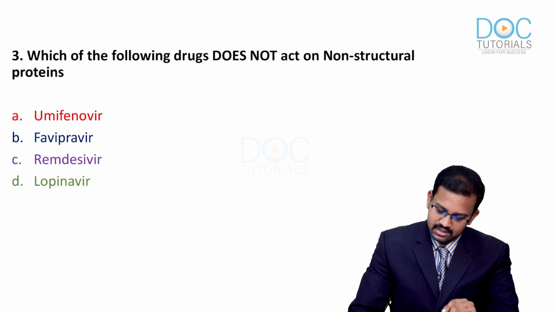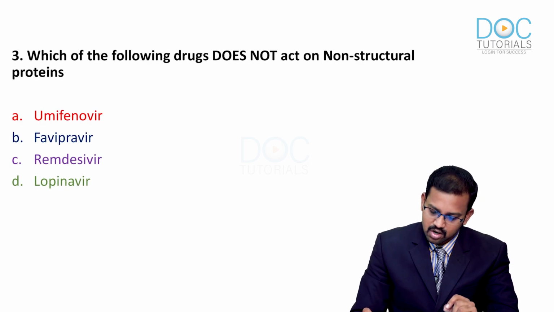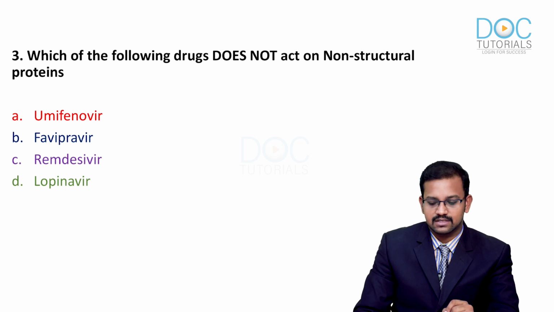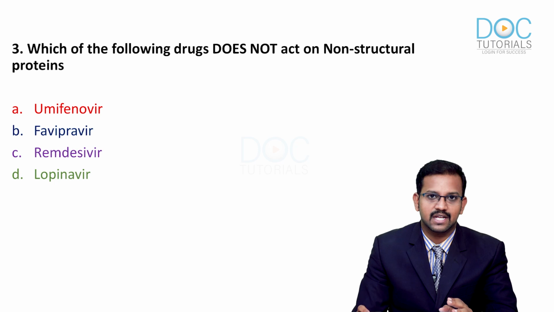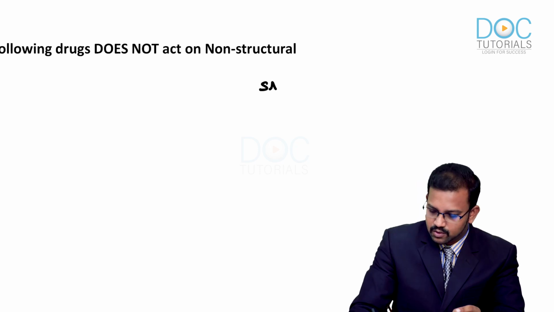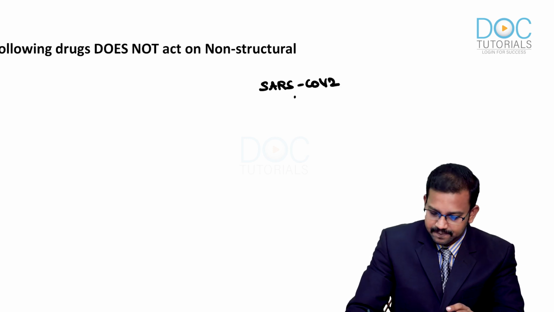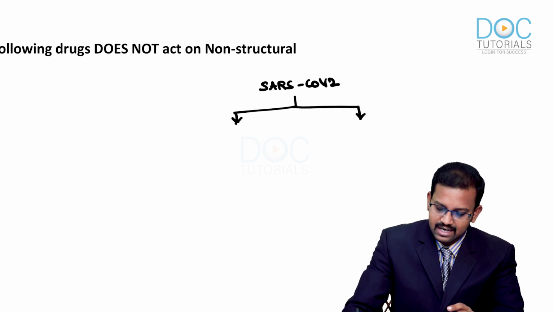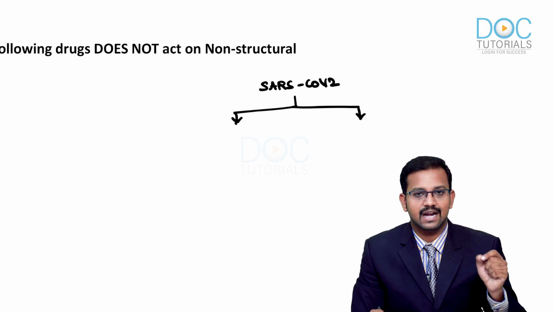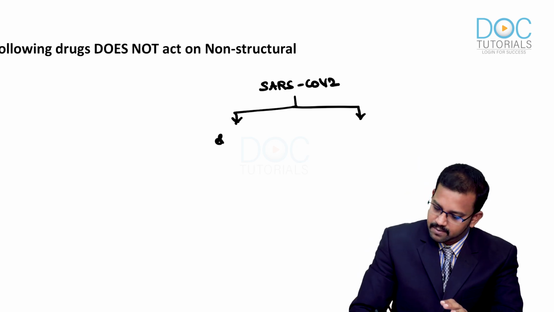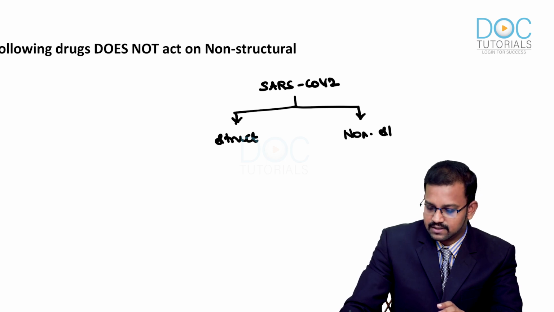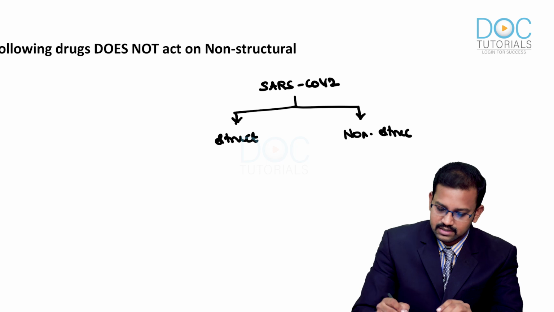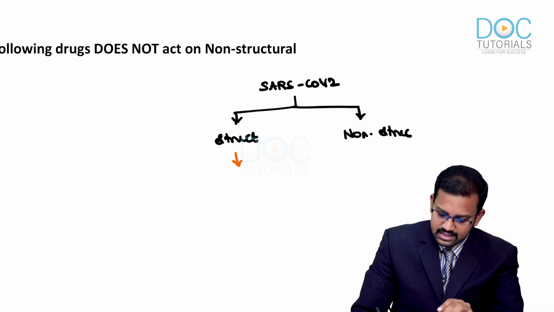Now moving on to the next question. Which of the following drugs does not act on non-structural proteins? The question is clearly based on what we have already explained in SARS-CoV-2 pharmacology, guys. What are the different targets which we have pharmacologically? 2 different targets are there. We might target the structural proteins and the non-structural proteins.